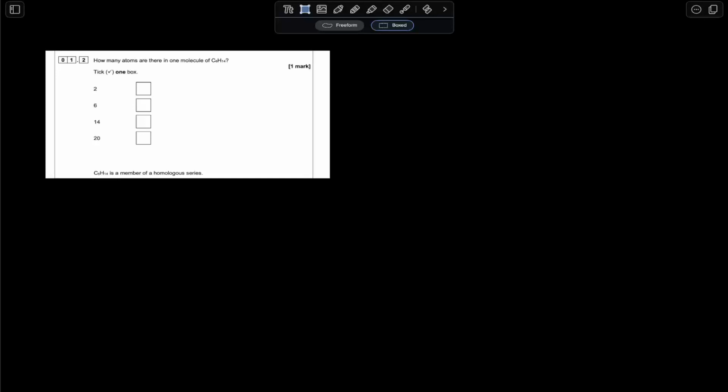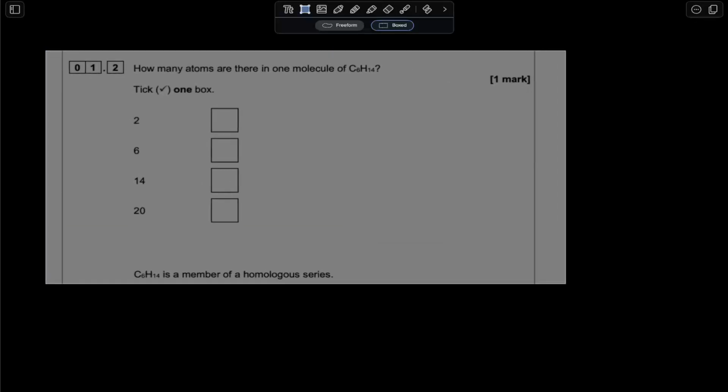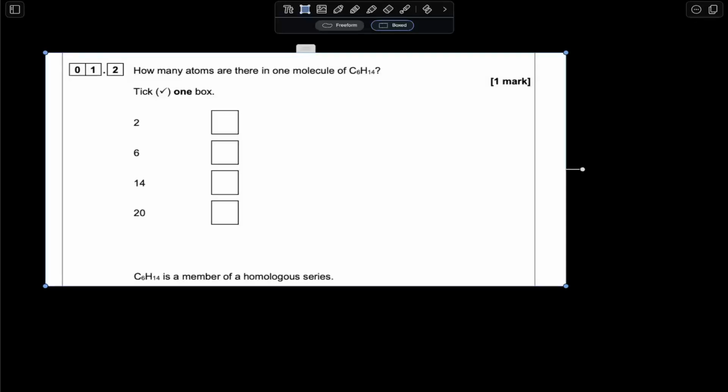Okay, so you would have seen questions like this in your mocks or past papers, right? So over here, what is it asking? It's simply asking us to find out how many atoms are there in one molecule of C6H14.